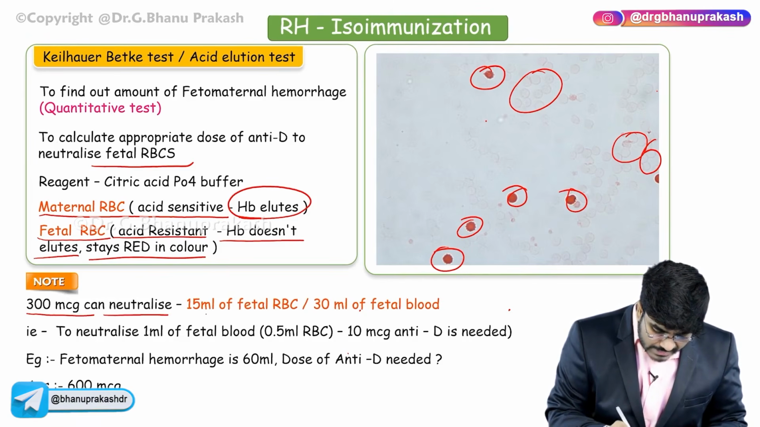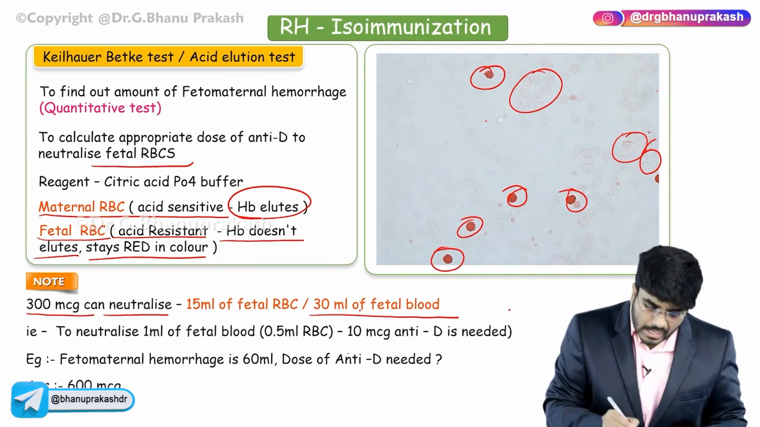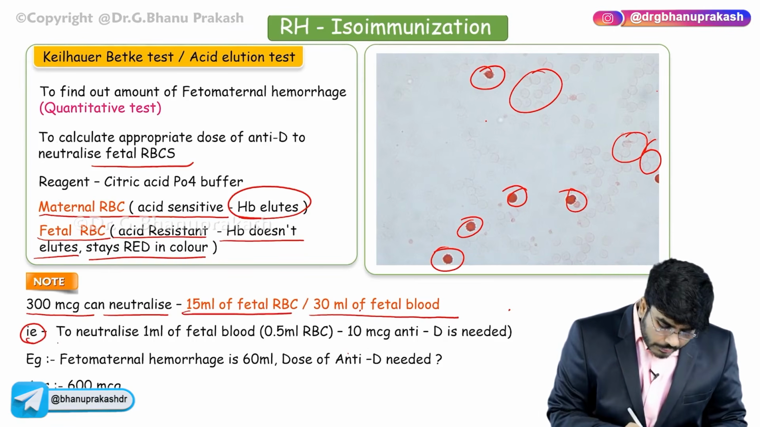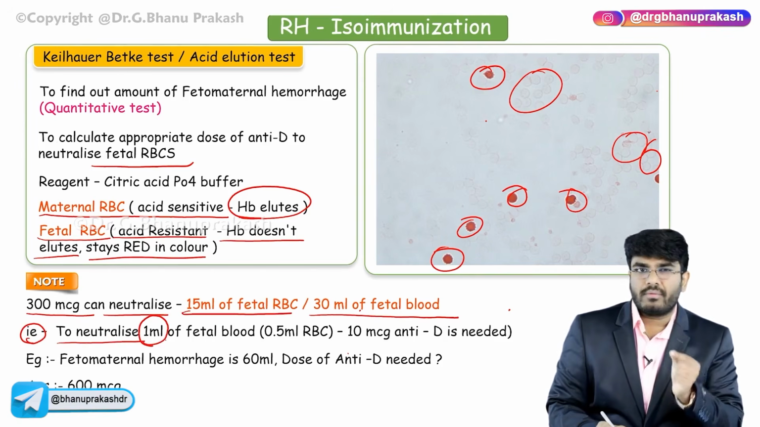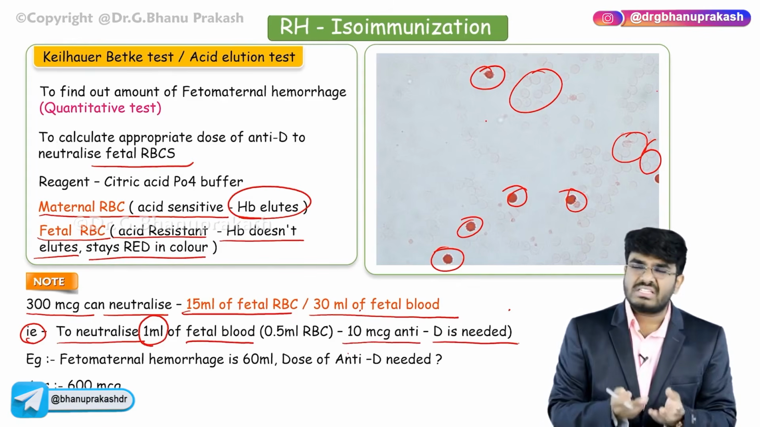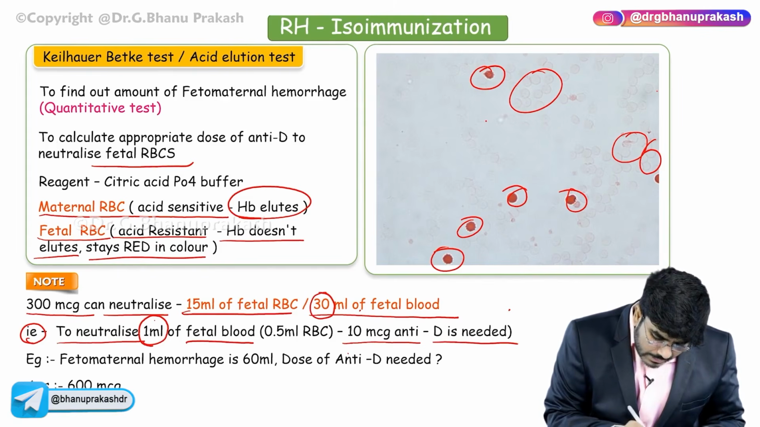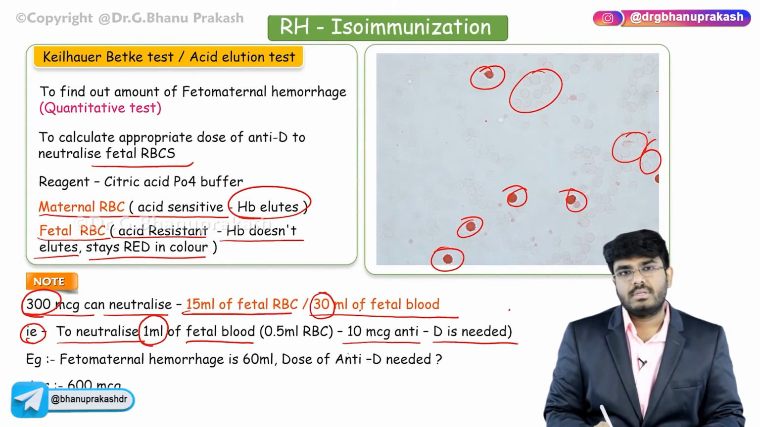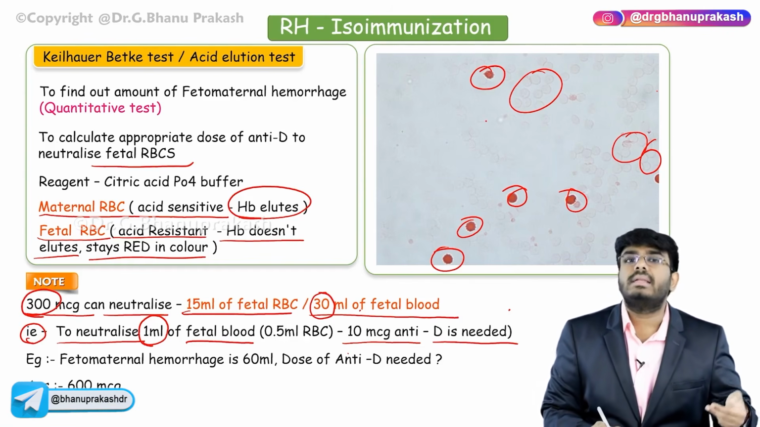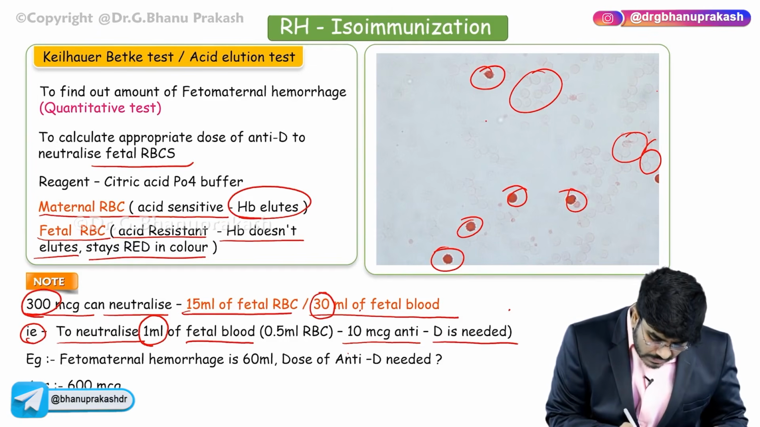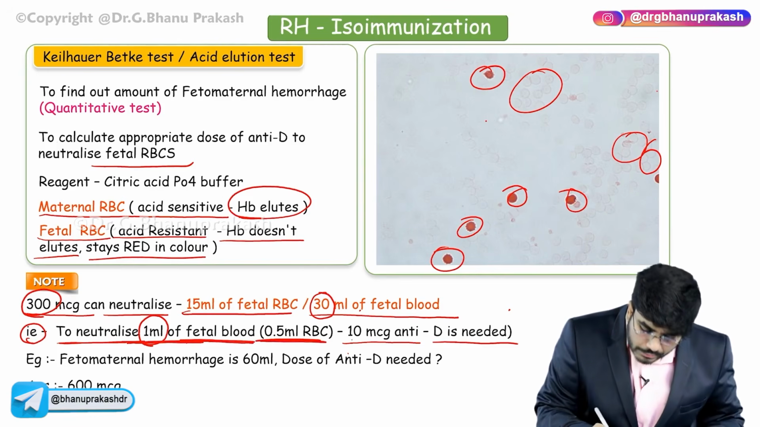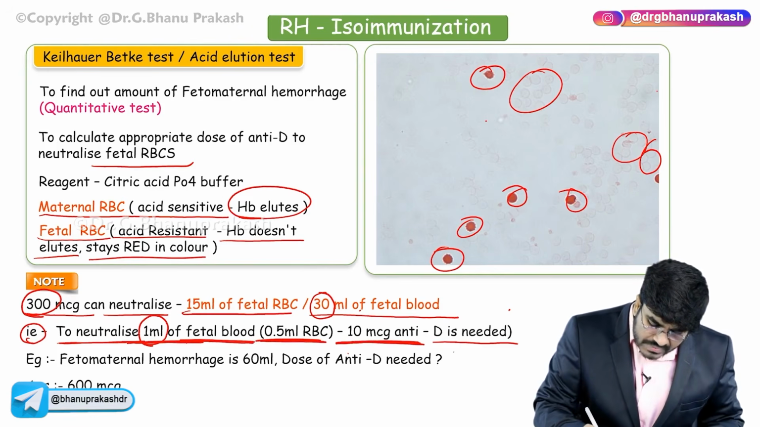300 micrograms can neutralize 30 ml of fetal blood or 15 ml of fetal RBCs. We know this. So that means to neutralize 1 ml of fetal blood, 10 micrograms of anti-D is needed. Just logic, right? See, 30 ml needs 300 micrograms. Then 10 ml needs 100 micrograms. 1 ml needs 10 micrograms of anti-D. So to neutralize 1 ml of fetal blood, that is 0.5 ml of fetal RBCs, you need 10 micrograms of anti-D.